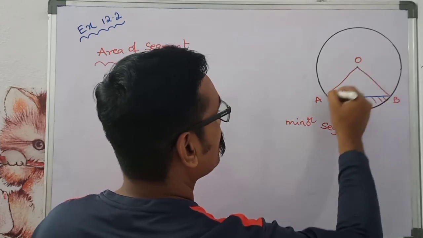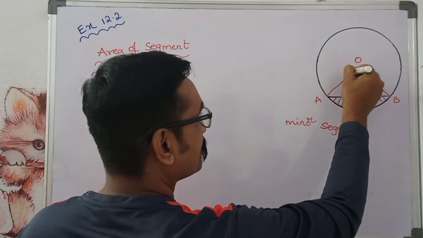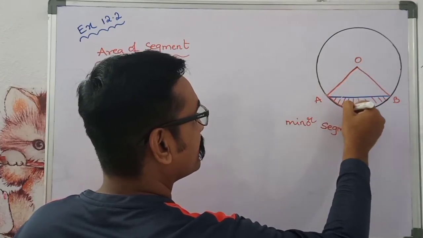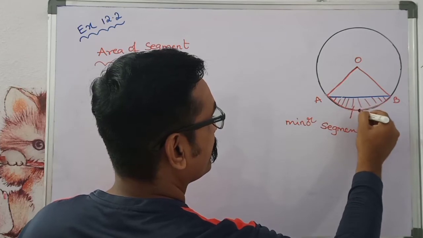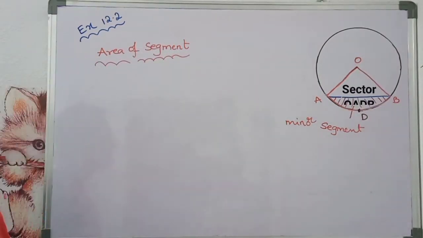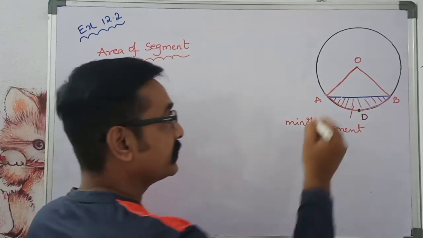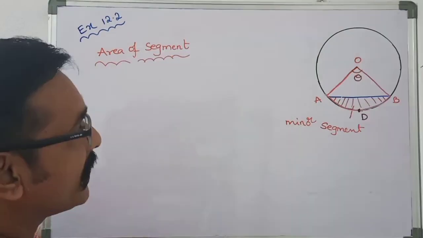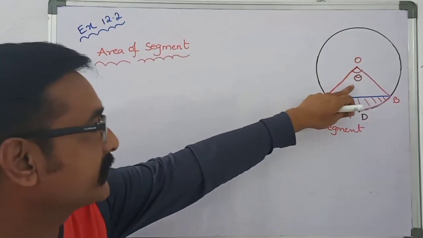Now we can see OAB is a triangle. Next, we can mark one more point, and OADB is a sector. So we have a sector and a triangle. The angle at the center is theta, so we can consider this part as theta.